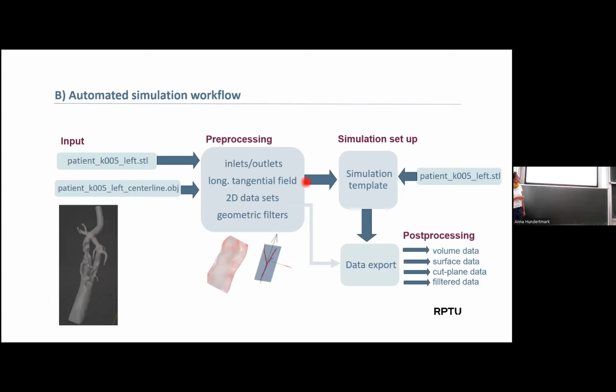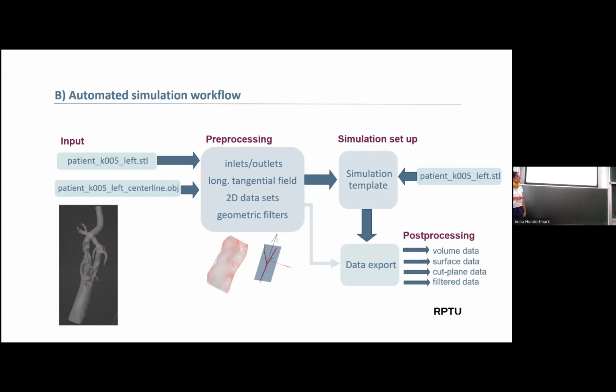What we need for the simulation template: there is some import of parameters, simulation parameters, also this tangent field, but also the definition of some filters and some planes which are aligned with individual arteries and so on. A lot of work. And in the post-processing, we need to process volume data, surface data, cut plane data, 2-dimensional data, filter data, and so on and so on.